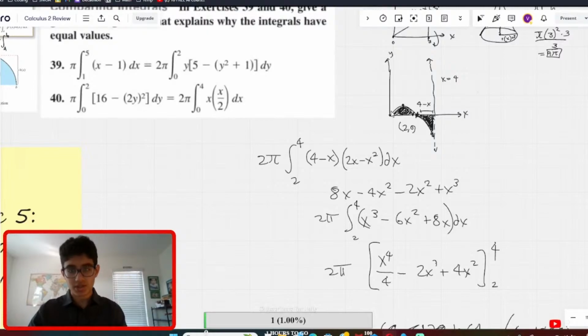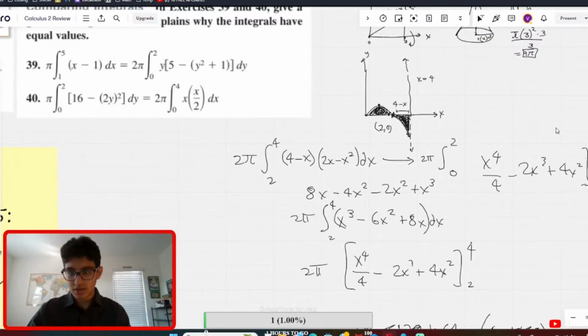Now we get to the harder one, which is literally the same thing. Literally everything is the same except we just change the bounds here. Okay, so we'll go from 0 to 2, 2 pi over here. And this time we have to do, yeah, 4 minus x is correct. Yeah, so it'll be all the same stuff. Which means, wait, actually, basically it's just the same exact integral, right? So it'll just be this, x to the 4th over 4 minus 2x cubed plus 4x squared. Except you integrate it from 0 to 2. And then there's a 2 pi in front.